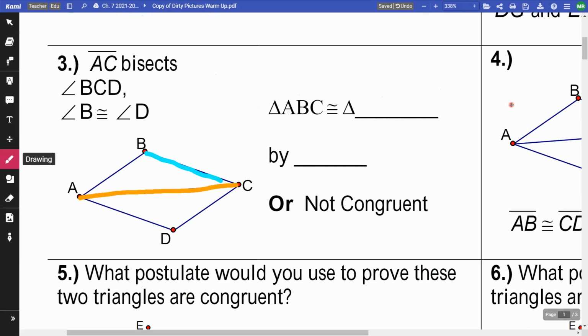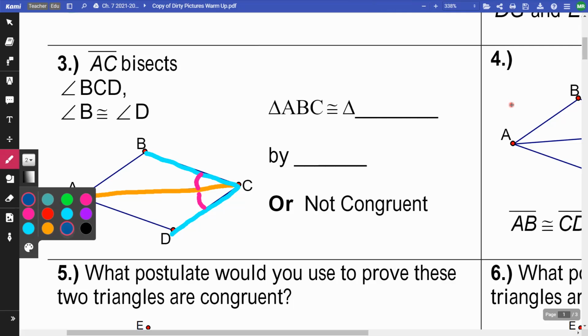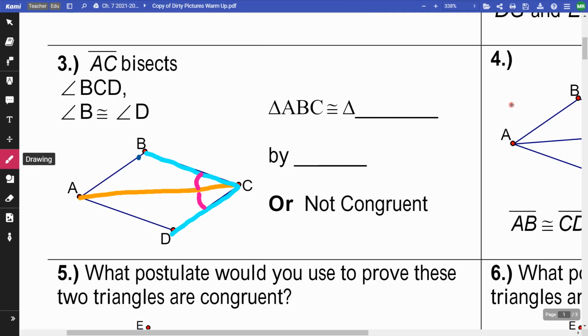BCD. It bisects that angle. So when it bisects it, what that means is this angle here and this angle here are going to be the same because it cuts it in half. We also know that angle B is congruent to D. So this angle here is congruent to this angle here.